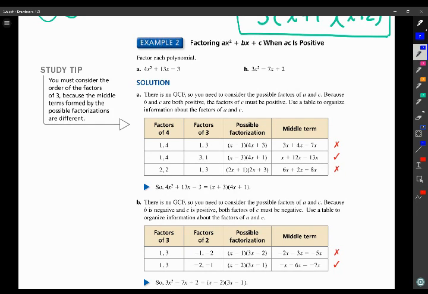So the first method, again, or my method, I would like to do is always check to see if there's a greatest common factor. So is there a number that goes into 4, 13, and 3? And because there's not, I'm going to multiply first times last. So 4 times 3 is 12. My factors of 12 are 1 and 12, 2 and 6, or 3 and 4. And what I'm looking for is the pair that adds to give me 13 in the middle.